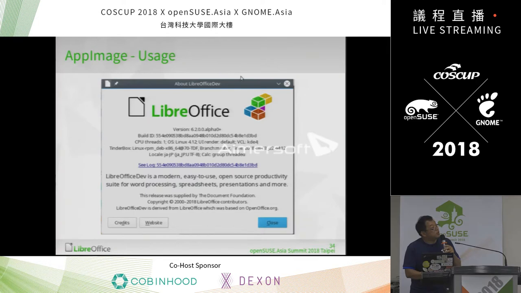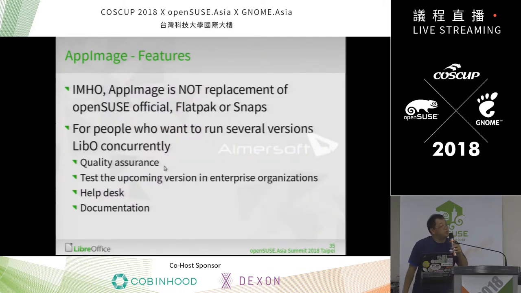This is a daily view, 6.2.0 alpha. So you can use a daily view without breaking your system. Yeah, it's very easy. So I think the AppImage is not a replacement for the openSUSE official package or Flatpak or Snap.